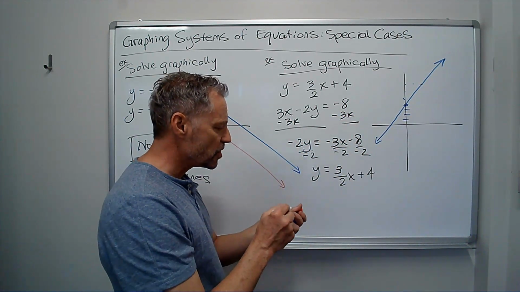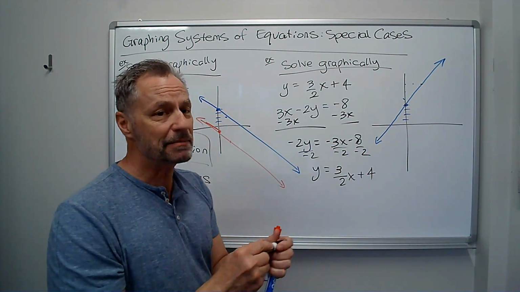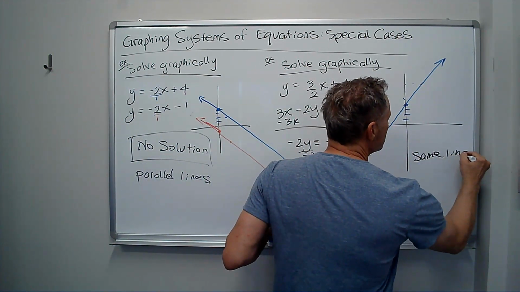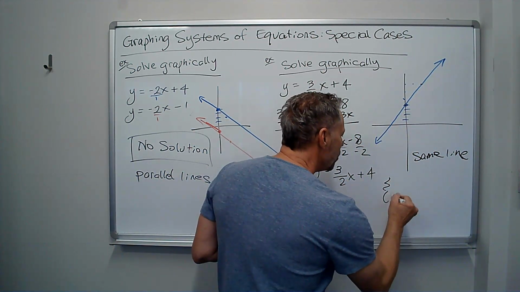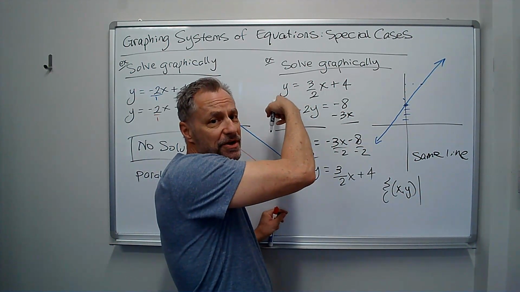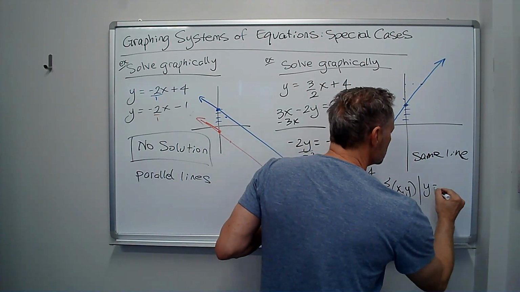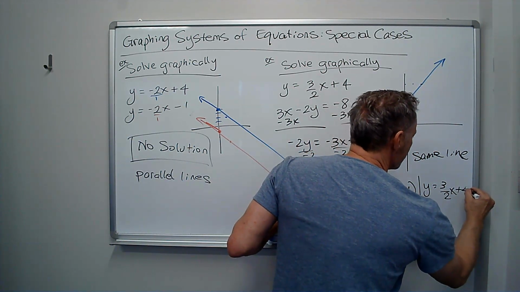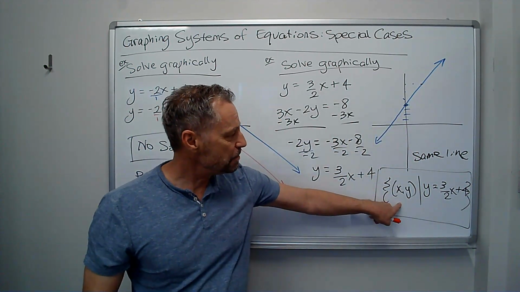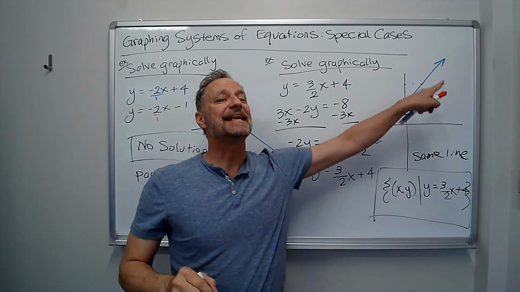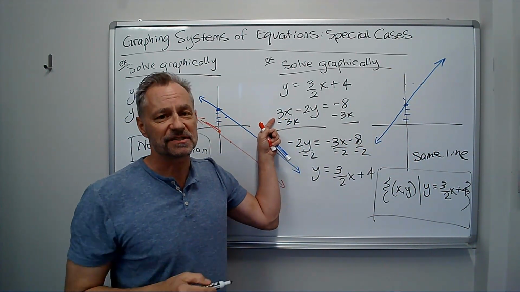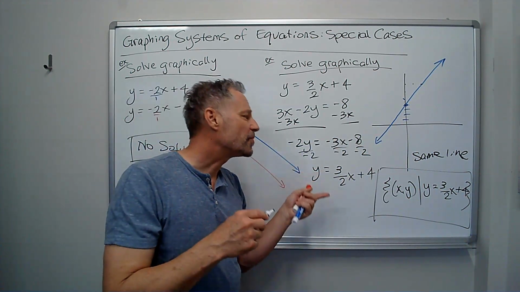Typically what they say, okay, we're going to say, these are the same line, but "same line" is not my answer. My answer is usually written in this form: it's all points (x, y) such that, and then just put in one of the equations, y equals 3/2 x plus 4. Because what that's saying is any point that satisfies that equation satisfies the system, because both of these equations give us the same line. Okay, so that's the idea.